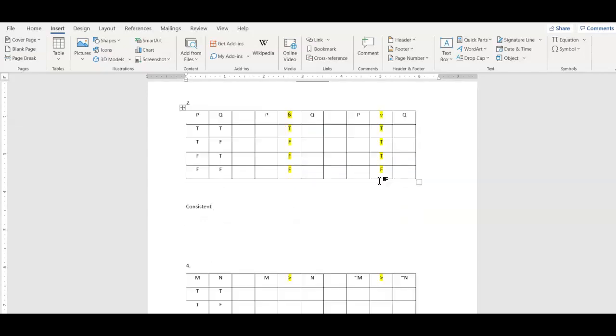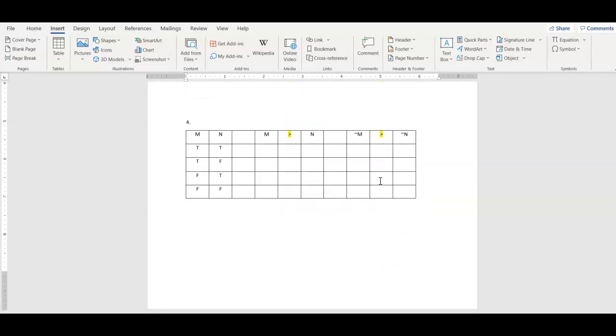Okay, number 4. Again, it's two atomic sentences, M and N. So we've got a 4-line truth table, TTFF, TFTF. The first sentence is just the truth table for the conditional, which we know is false on only one line, where the antecedent is true and the consequent is false. So that's our truth table for M conditional N.